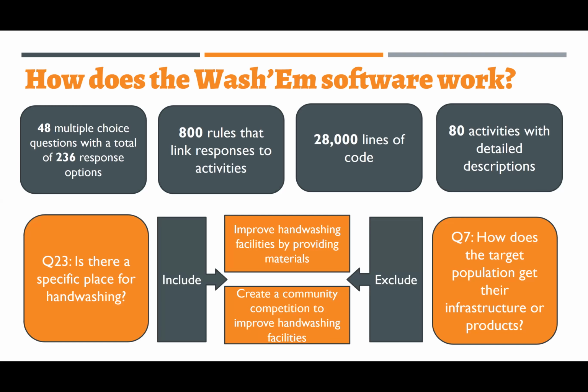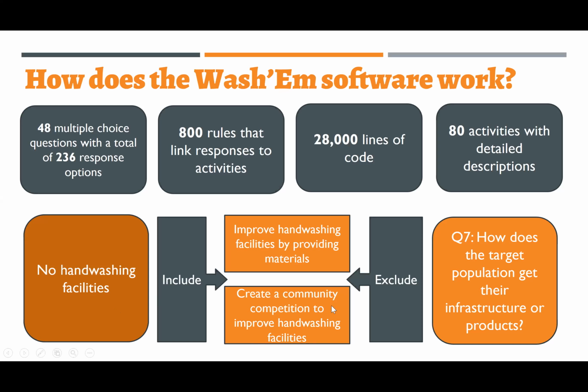Let's imagine that we'll focus just narrowly on two simple questions. Question 23 in the software asks us whether in our context there is a specific place for hand washing in households. And we might find that in our context, there were no hand washing facilities. If this was the case, the software would include activities like these ones here, such as improving hand washing facilities by providing materials, perhaps through a hygiene kit or a different modality, or creating a community competition to improve hand washing facilities. So it would include a range of activities all around improving infrastructure if this was your answer.